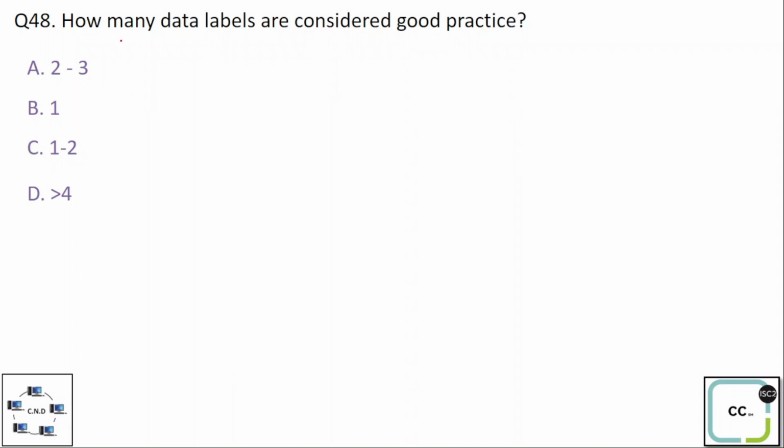Question number 48. How many data labels are considered good practice? And options are option A 2 to 3, option B 1, option C 1 to 2, and option D greater than 4. And the correct option is option A 2 to 3.